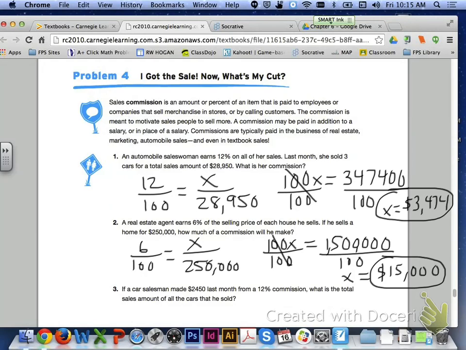If we take a look at number 1 and number 2, in both questions I am trying to determine the part. I know the percent and I know the whole. So if I set my problem up and cross multiply, for number 1, x is going to be equal to $3,474 for her commission. Number 2, again, setting my problem up, cross multiplying, I'm going to make $15,000 commission if I sell a home for $250,000.